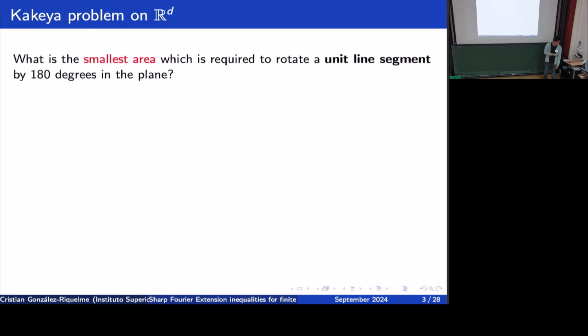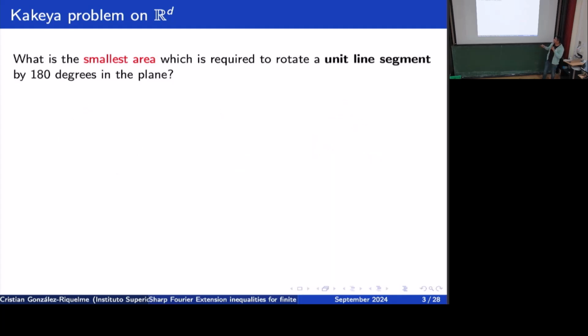One very nice problem that some of you may know, but for those who do not, it's always a good opportunity to learn, is the Kakeya problem on R^2. The question is the following. In the plane, you have a segment of length 1, and you want to rotate that segment in the plane using the minimum amount of space possible. What is the smallest area, the best way that you can do that?